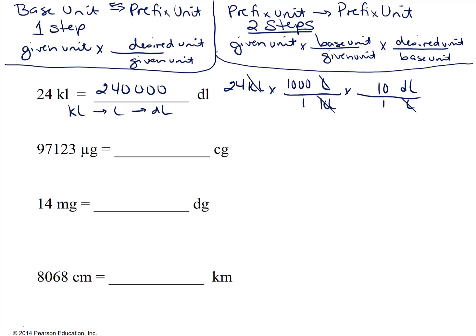So micro and centi. We're starting with micrograms. We're going to go to what first? Grams. And from grams, then we can go to centigrams. Because we have micro and centi, 2 prefixed units, you want to go to the base unit in between.